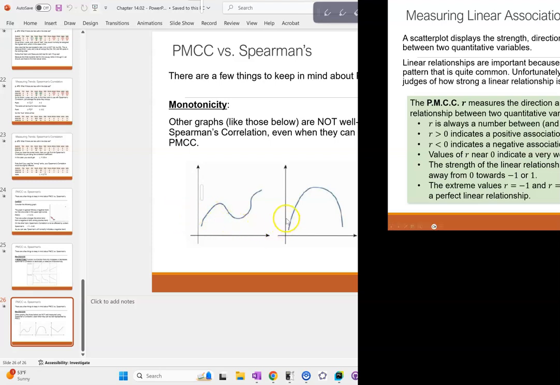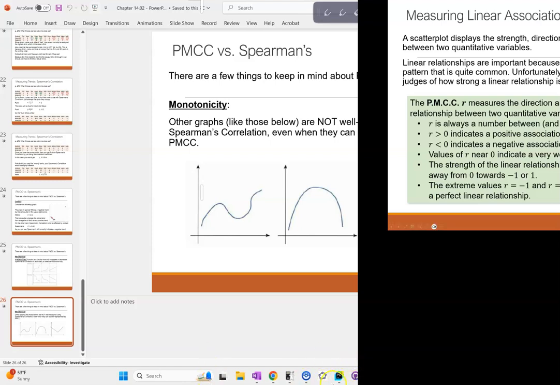So r does two things. It measures the direction and the strength of the linear relationship. So r is always between -1 and +1. It's never bigger than 1 or smaller than -1. Positive values of r mean that it has a positive direction. Negative values mean that it has a negative direction. Values near 0 indicate a very weak linear relationship. The further away from 0 you get, the stronger your linear relationship gets.